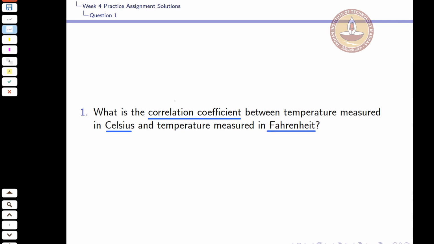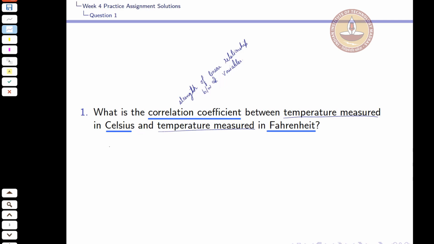Correlation coefficient measures the strength of the linear relationship between two variables. So our two variables here are temperature measured in Celsius and temperature measured in Fahrenheit. We have to find the correlation coefficient between them.